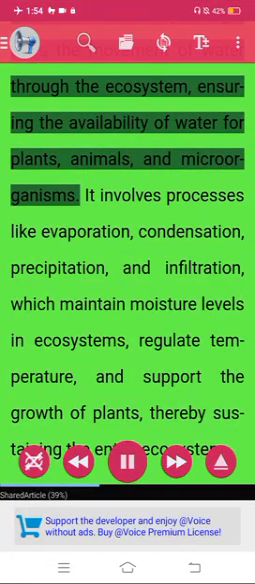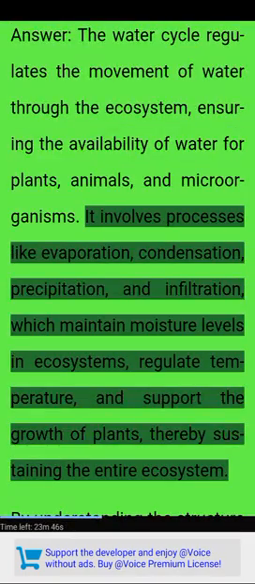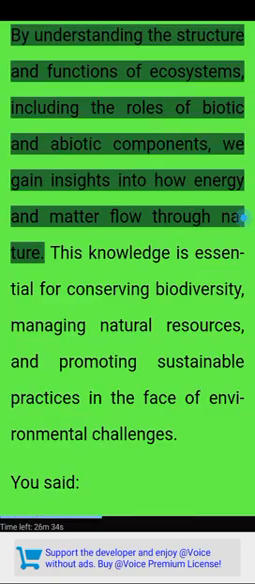Answer. The water cycle regulates the movement of water through the ecosystem, ensuring the availability of water for plants, animals, and microorganisms. It involves processes like evaporation, condensation, precipitation, and infiltration, which maintain moisture levels in ecosystems, regulate temperature, and support the growth of plants, thereby sustaining the entire ecosystem.